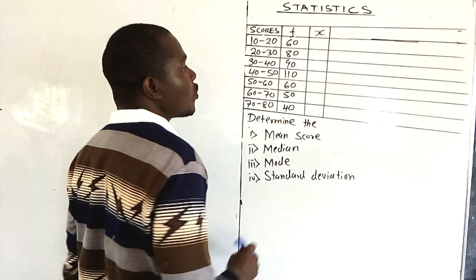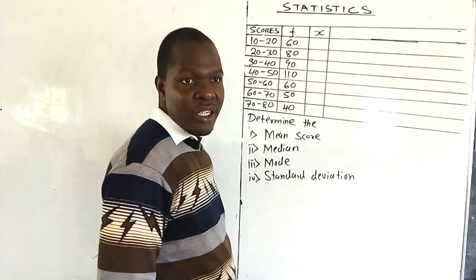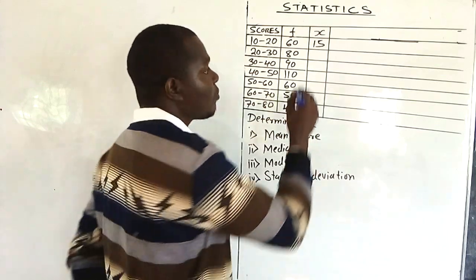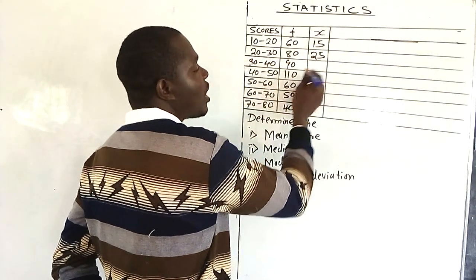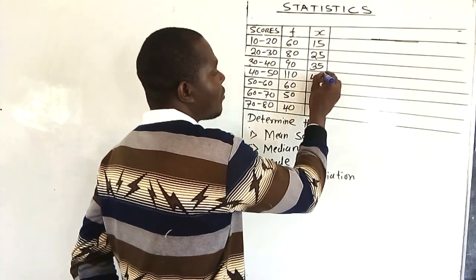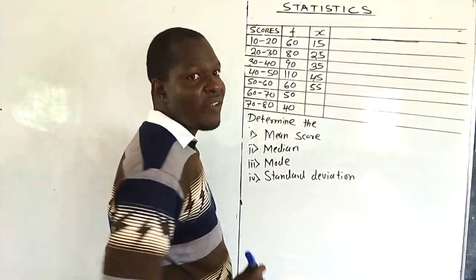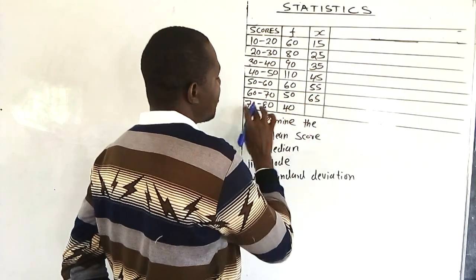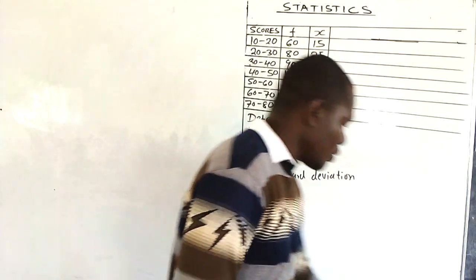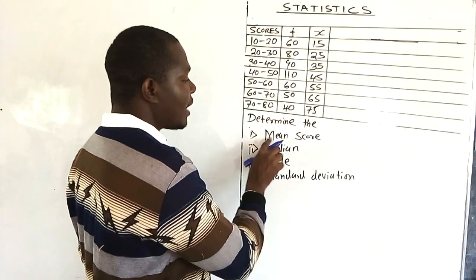For the column of X, the midpoint of 10 and 25 is the average, 10 plus 25 divided by 2, which is 15. The midpoint of 20 to 30 is 25. The midpoint of 30 to 40 is 35. 40 to 50 is 45. 50 to 60 is 55. 60 to 70 is 65. 70 to 80 is 75.